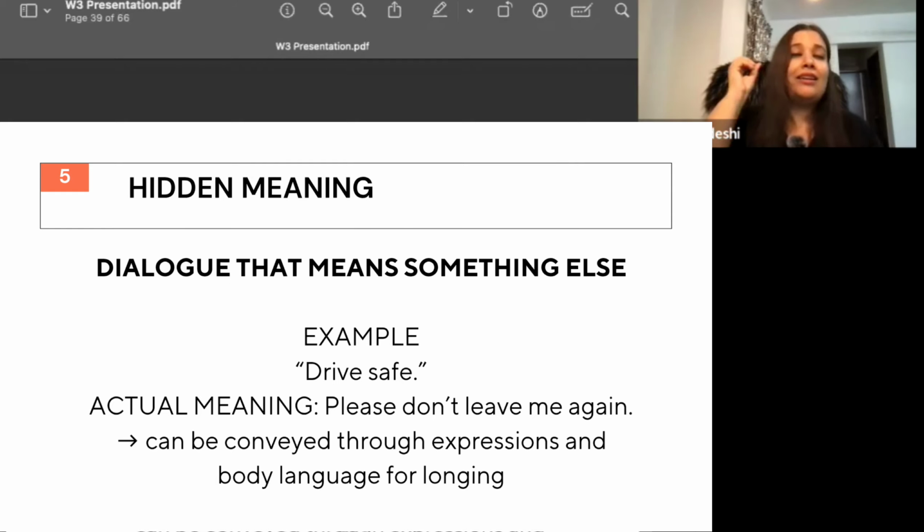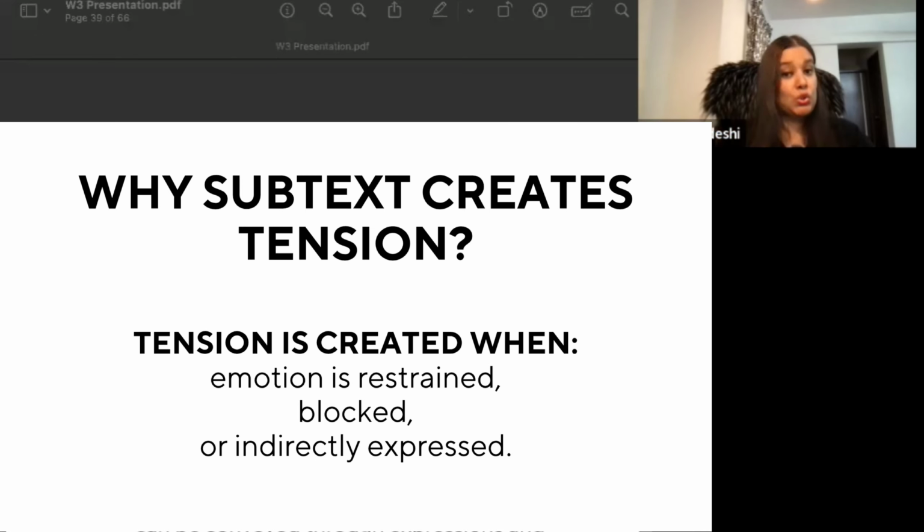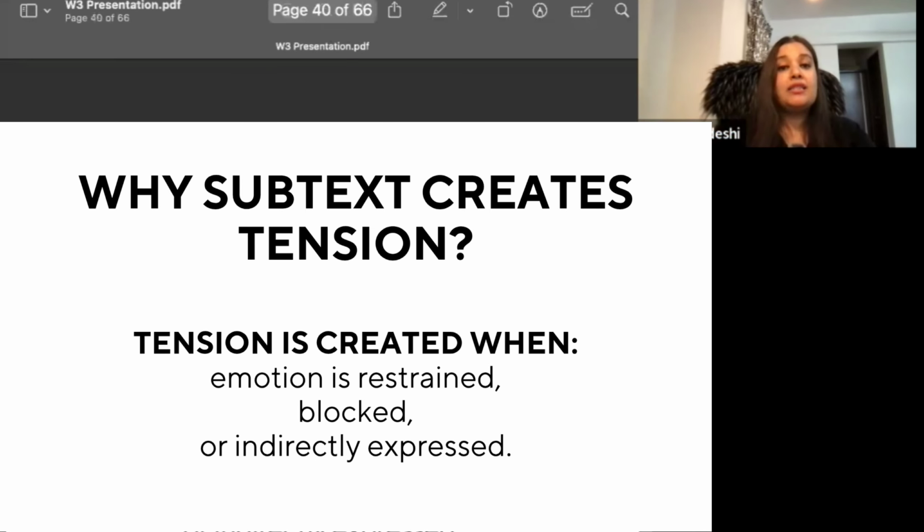right? And trust me on one thing. If, as the author, you do not feel the tension in the scene, the reader is definitely not going to feel it. Now, this is where ordinary dialogue becomes emotionally loaded. Simple lines begin carrying emotional weight beneath them. So, why does subtext create tension? Because tension is created when emotion is restrained, blocked, or indirectly expressed.